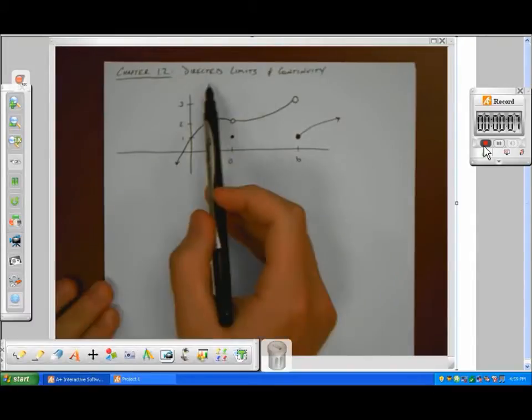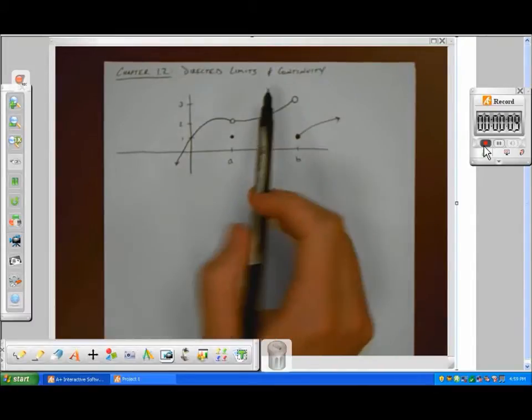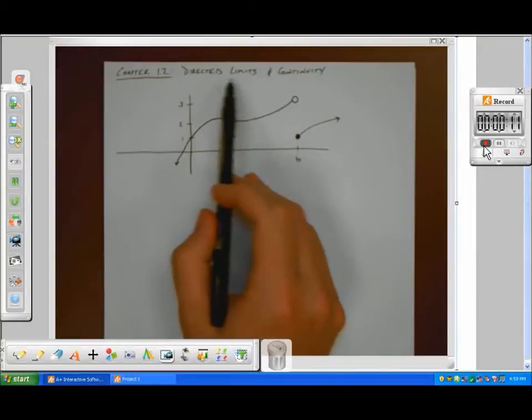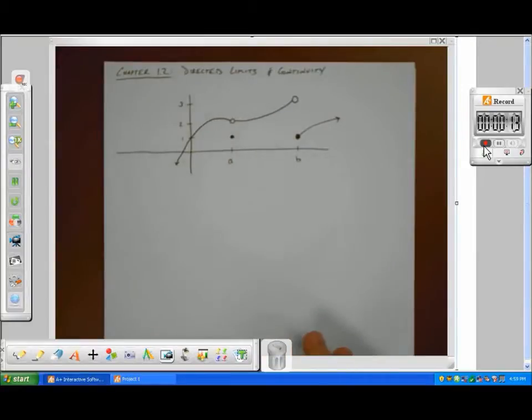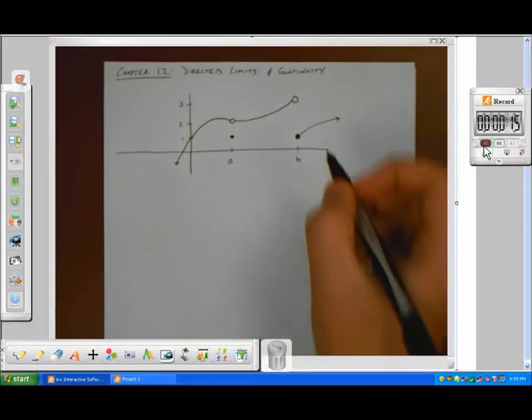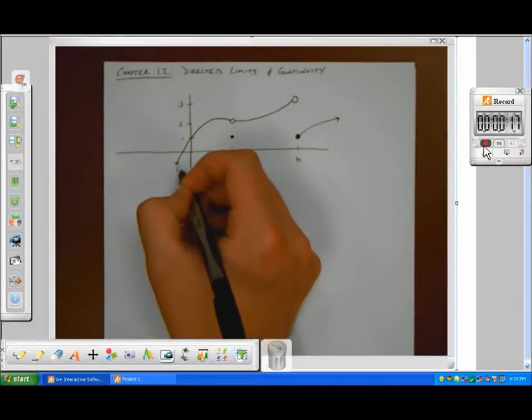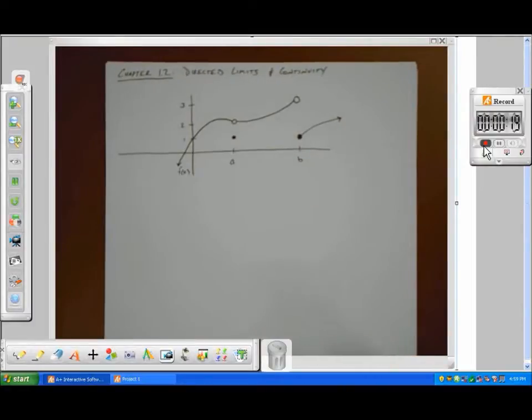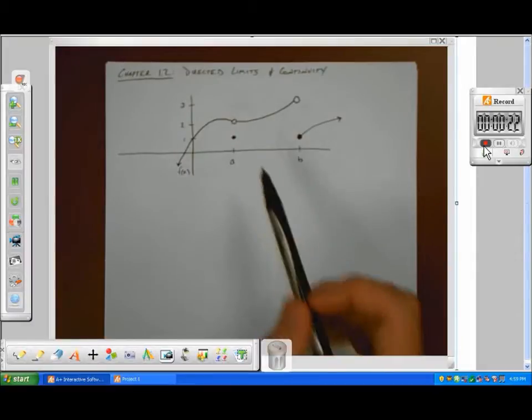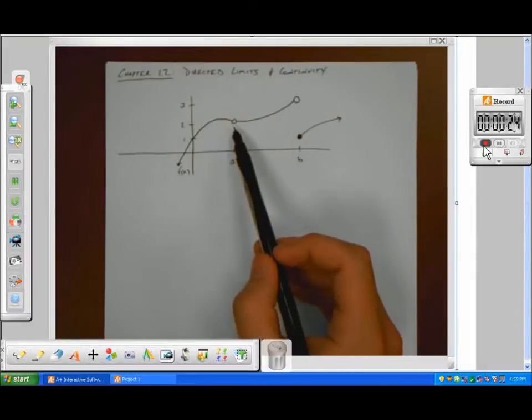In this chapter, we're going to continue to talk about limits, but this time in a little bit of a different context. What I've got here is a graph. We're going to call it f of x. And this graph has some interesting characteristics to it. Most notably, it's got a couple different spots where there are holes. You've got this part right here, and then you've got this sort of jump right there.